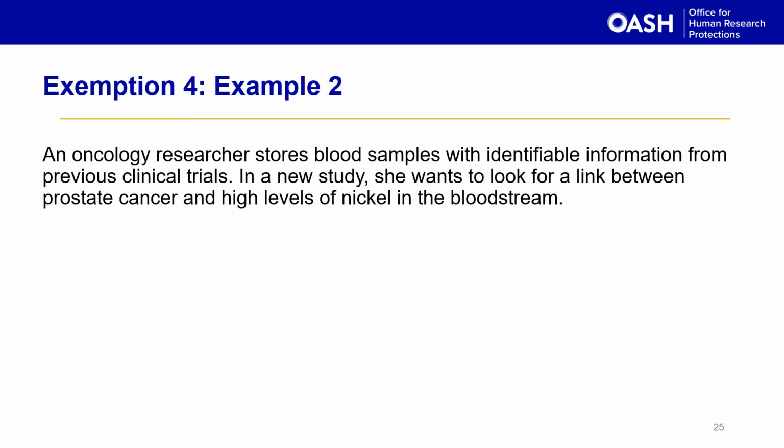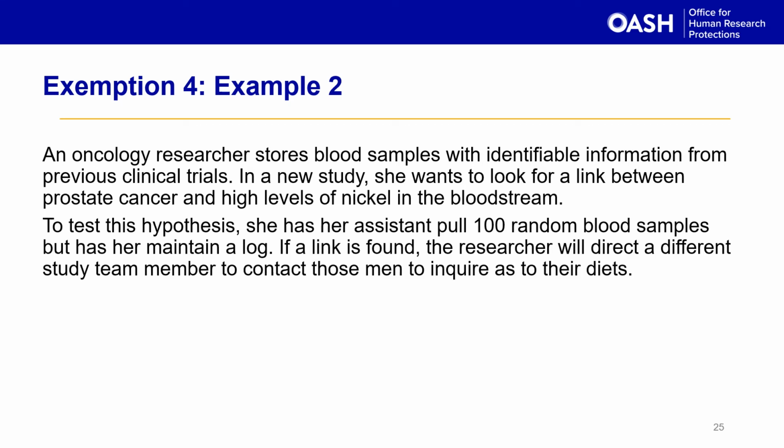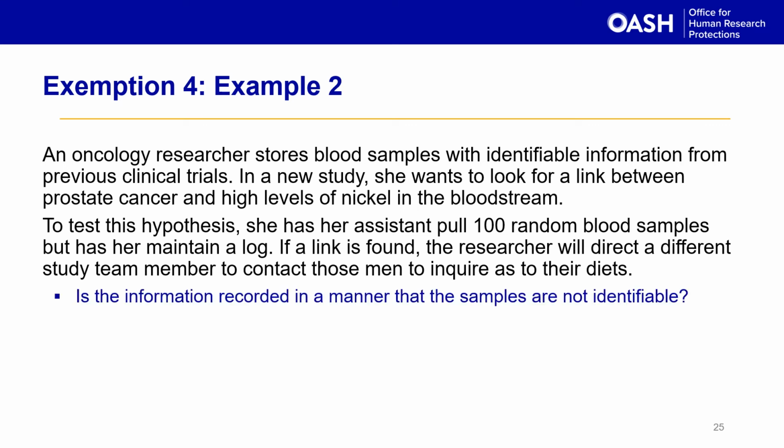We have the same fact pattern as before. Only this time a log is maintained identifying the men, but the researcher will not have access to it. The researcher herself will not know the identities of the men and will not contact them. We've established that this is secondary research and the samples are not public. Is the information recorded in a manner that the samples are not identifiable? No, a log is being maintained that clearly links the identity of the men to each sample. Delegating this duty to other members of the team does not permit this research to be allowed under this provision. Information known to agents acting on behalf of the researcher is also attributed to the researcher. We can end the analysis there.